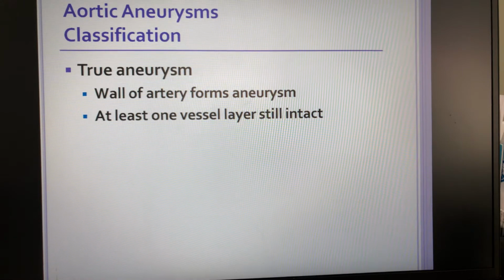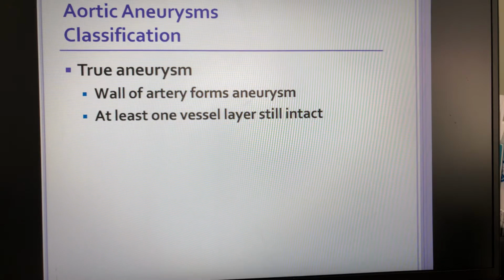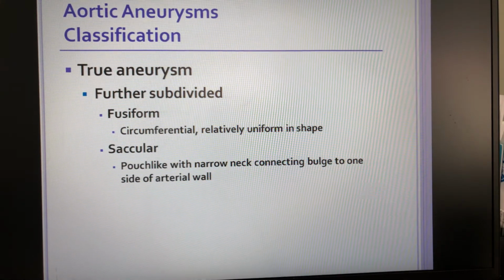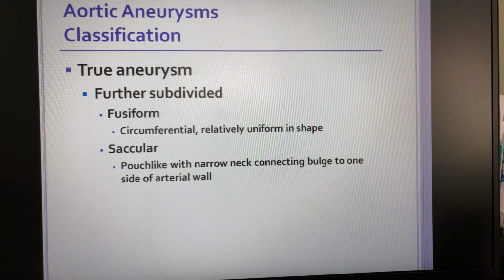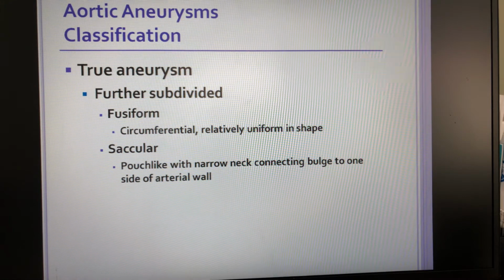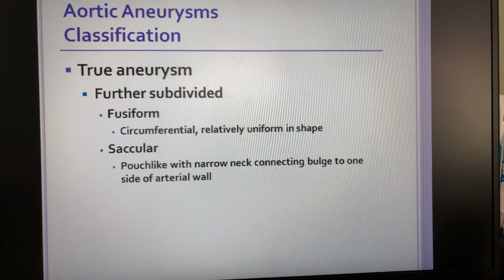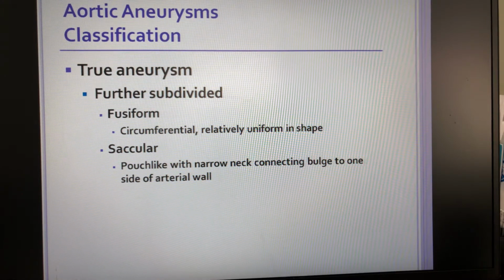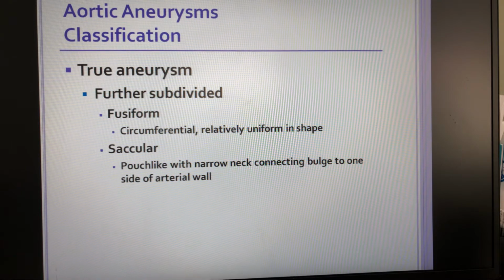Now, true aneurysm. With the true aneurysm, the wall of the artery actually forms the aneurysm, and at least one vessel layer remains intact. True aneurysms will further subdivide, and they become fusiform, which is circumferential, relatively uniform in shape. And then you have the saccular, which is pouch-like with a narrow neck, connecting bulge to one side of the arterial wall.